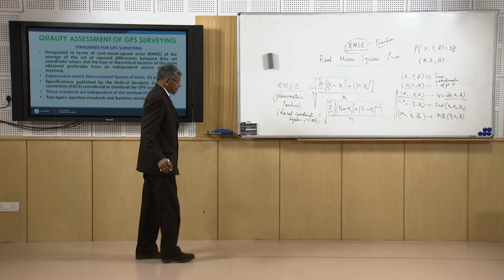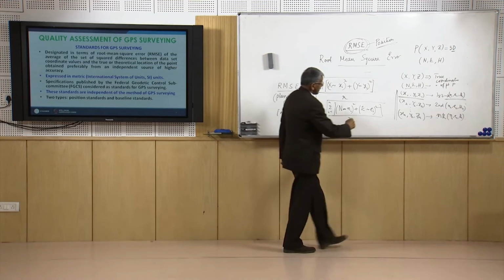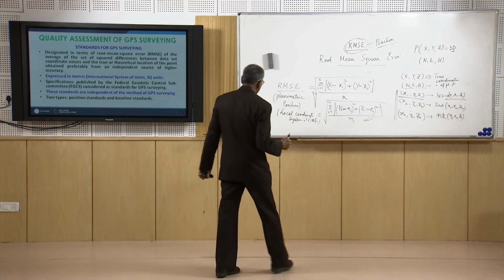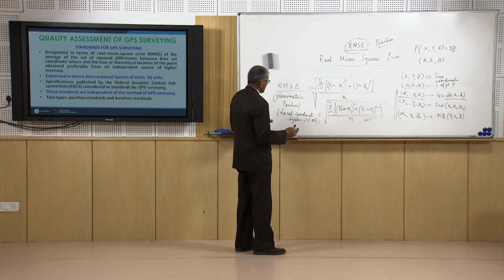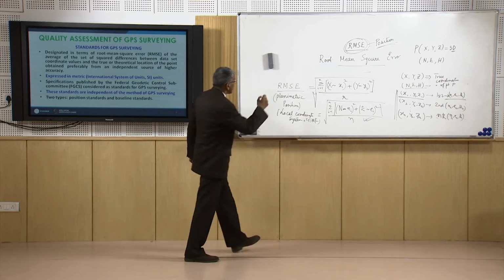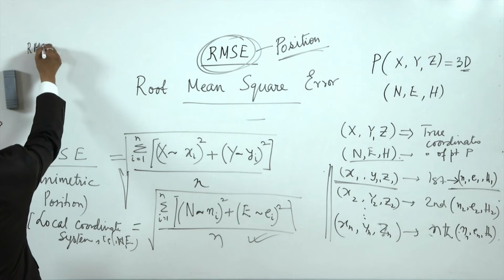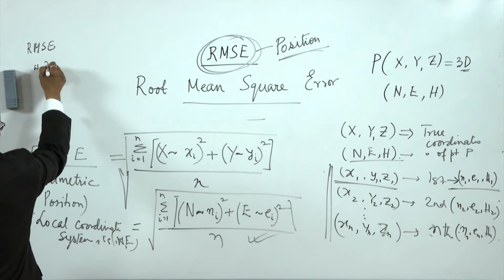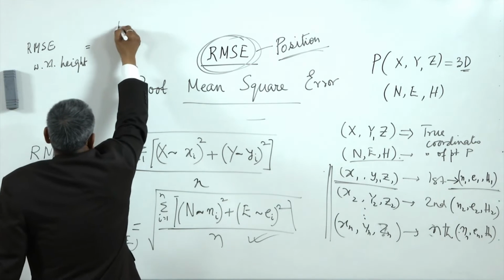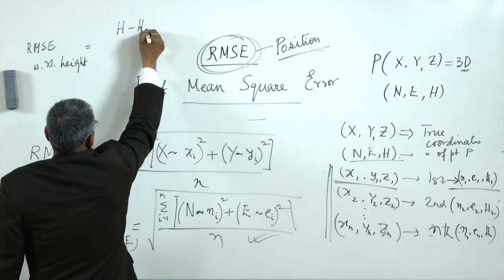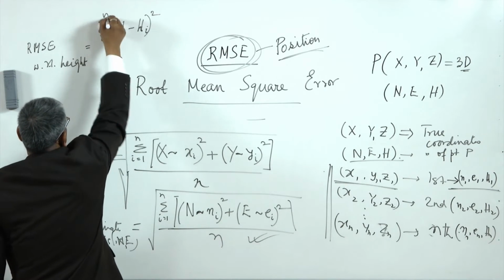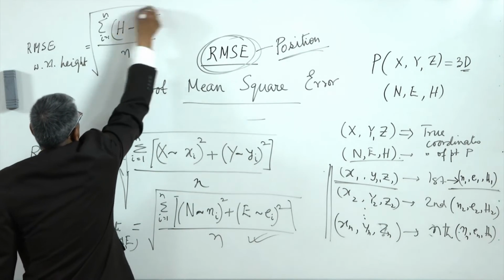So, this is the root mean square error of the position with reference to planimetric position and in local coordinate system. Similarly, for the height we can get the root mean square error with respect to height equal to h minus h_i whole square, i equal to 1 to n divided by n square.